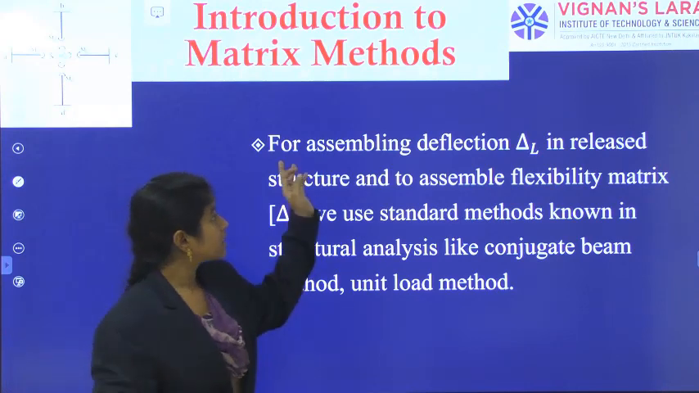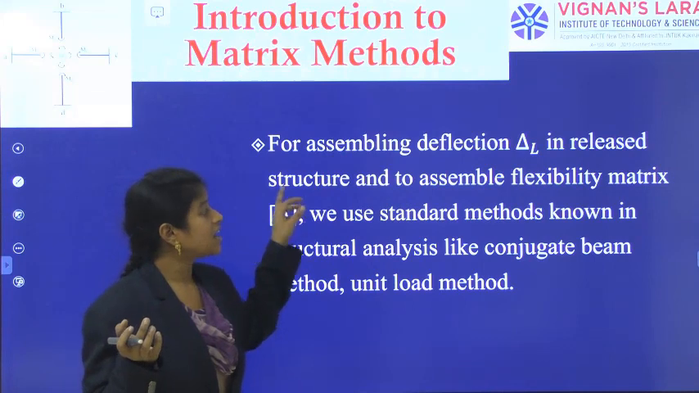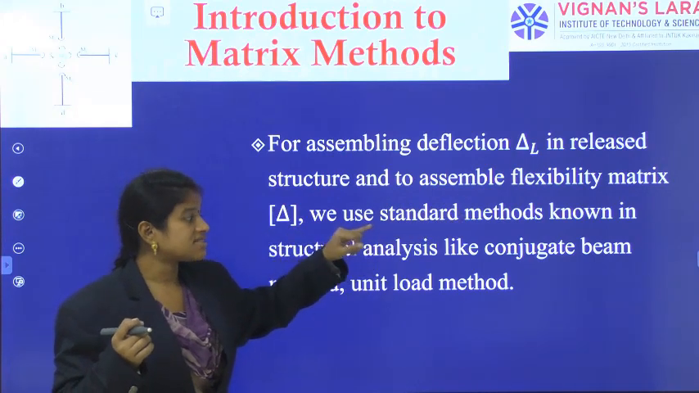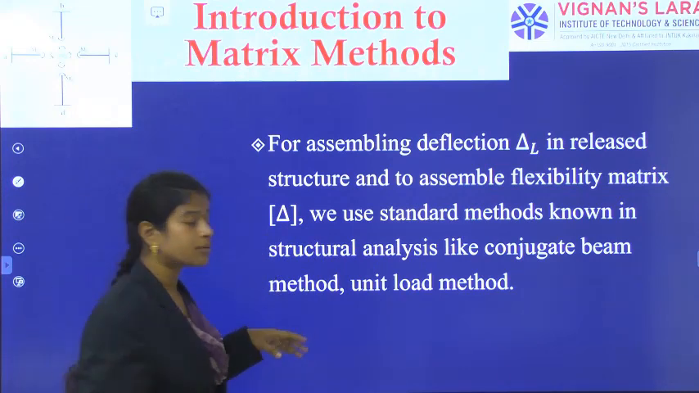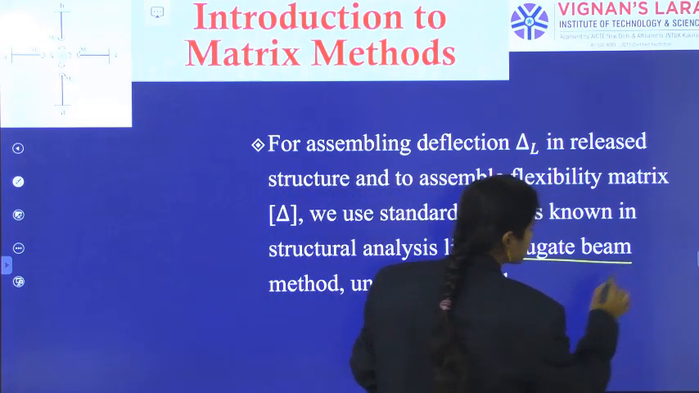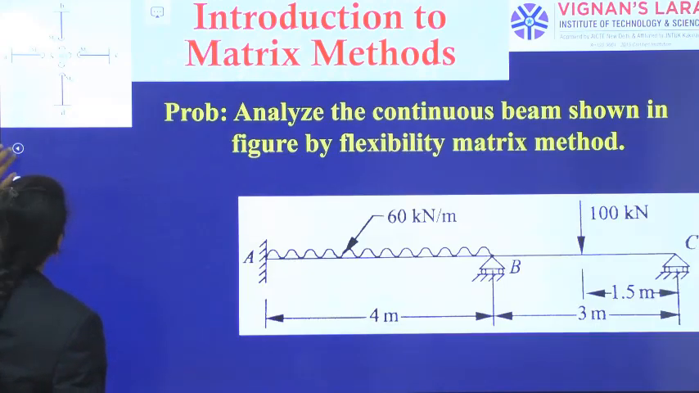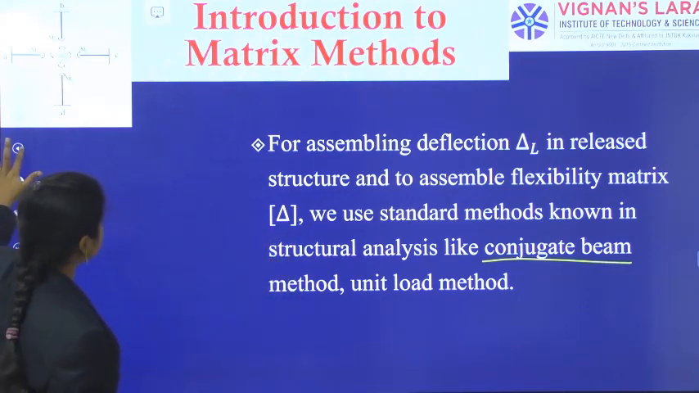So to assemble the deflections due to delta L in the released structure, and also to assemble the flexibility matrix delta, we use the standard methods known in our structural analysis, which are the conjugate beam and unit load methods. But here we are going with the conjugate beam method only for the analysis. In this way the complete analysis will be followed.